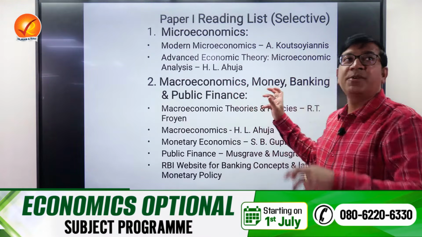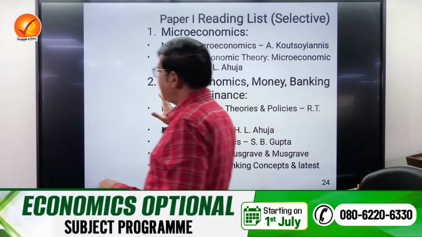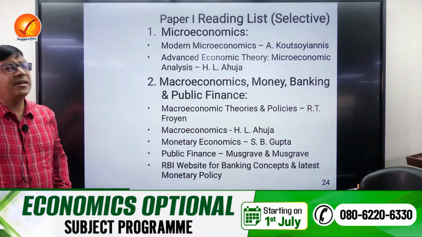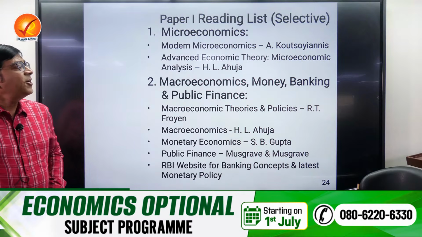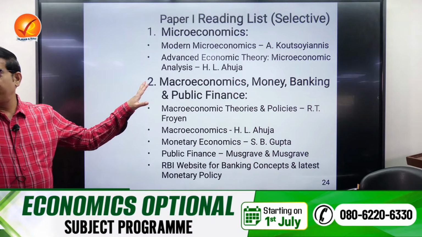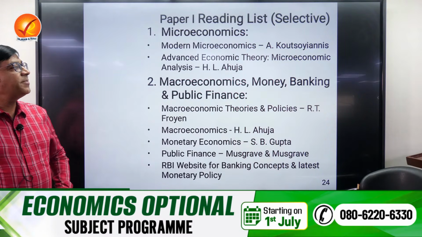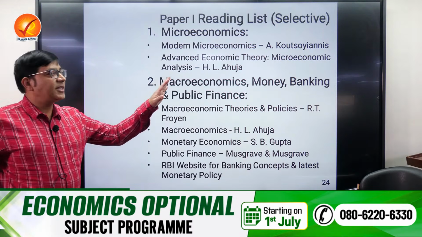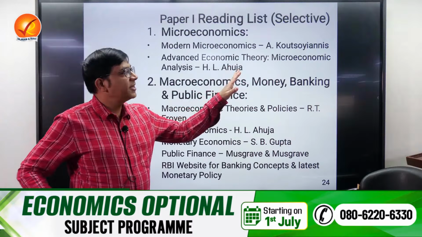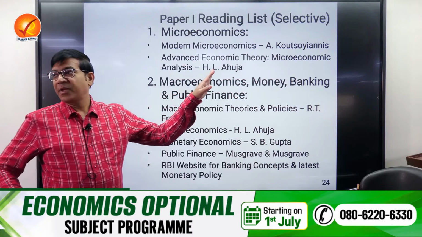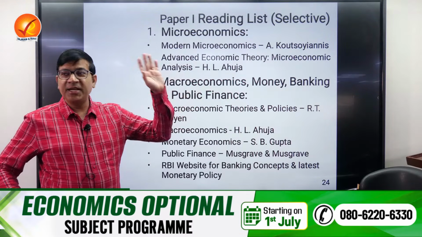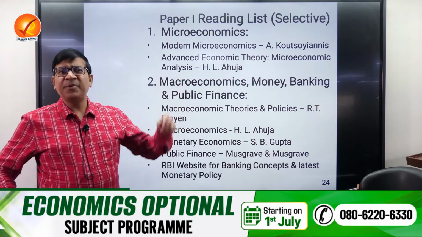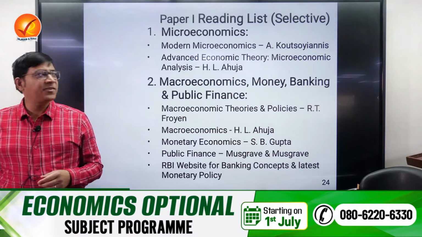Someone was talking about the book list or the reading list, which I'm giving here. I may keep on adding something when I take the class. I'm talking about paper 1 first. In microeconomics, one of the best books is Modern Microeconomics, written by Koutsoyiannis. It's a very old book, written way back in the 1970s. And once upon a time, it used to be in the syllabus of DU.